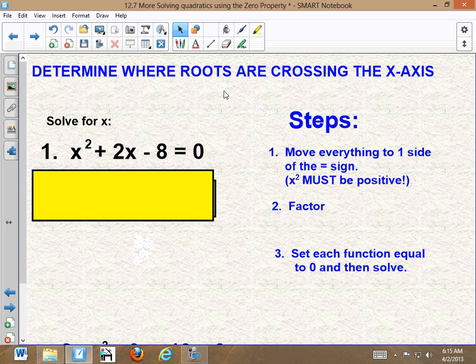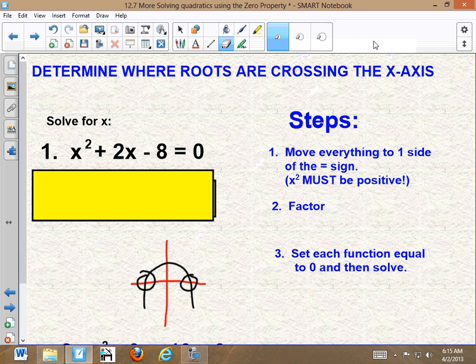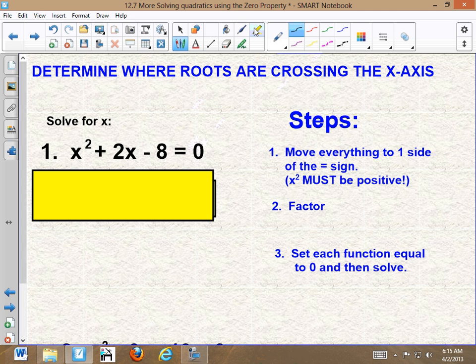Okay, again, we are determining the roots. Remember, I told you yesterday, these are parabolas. A parabola is an arc. Looks something like this. The roots are where it crosses the x-axis. We're finding where the roots are by factoring and solving this equation for x. Notice how this is set equal to 0.